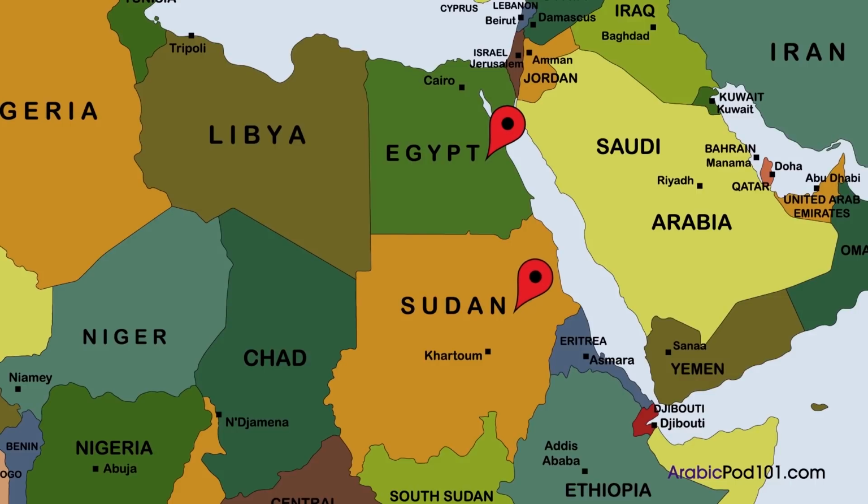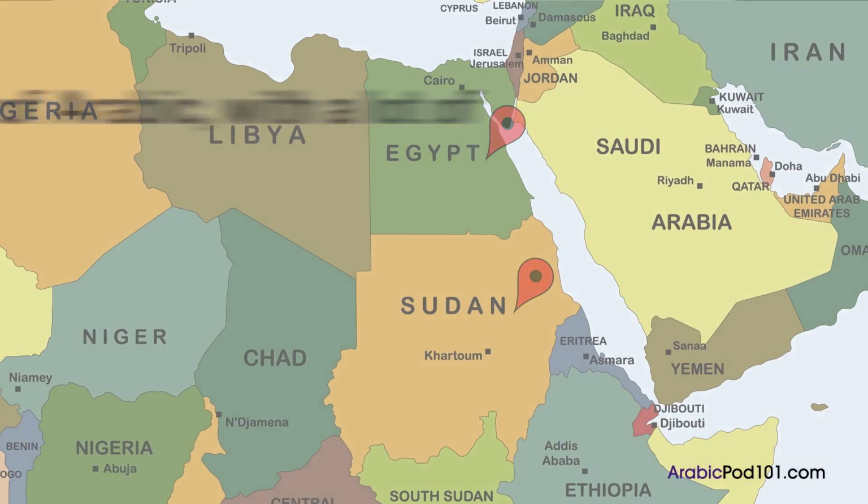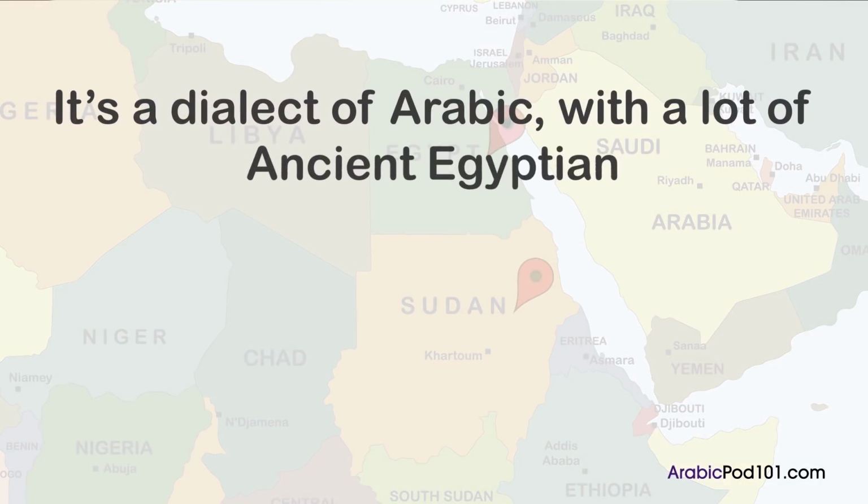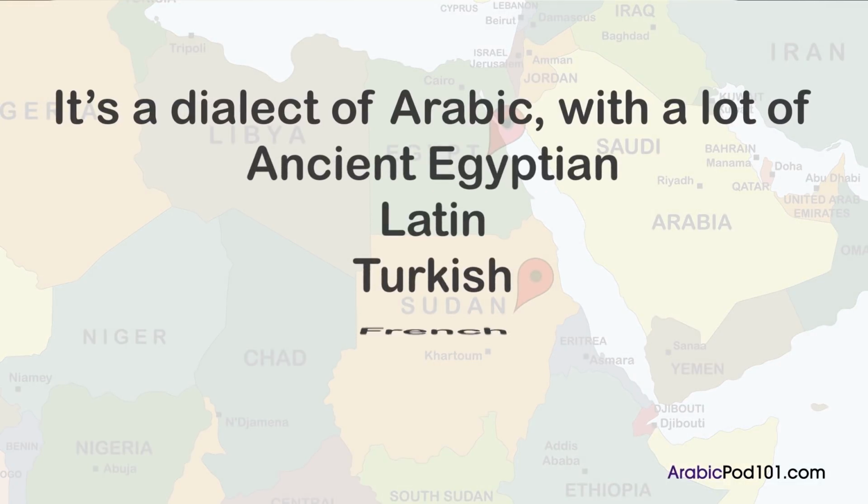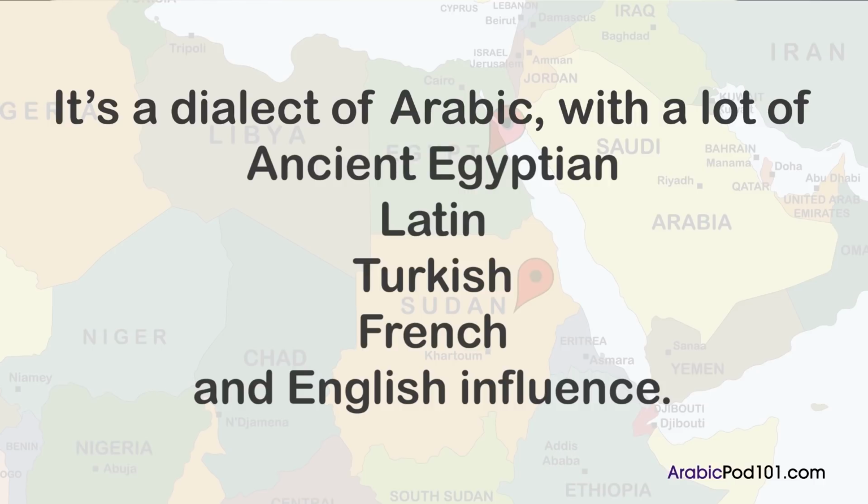Next, we have Egypt and Sudan, where the dialect widely known as Egyptian Arabic is spoken. It's a dialect of Arabic with a lot of ancient Egyptian, Latin, Turkish, French, and English influence.